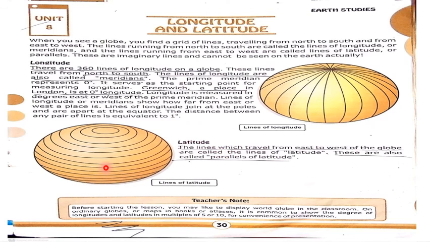There is another paragraph which is about latitude. In this globe, you can observe the circles 1, 2, 3. They are 180 in number. How many lines of latitude are there? There are 180 lines of latitude on the globe. And these lines travel from east to west or west to east. These are also called parallels of latitude. Okay?